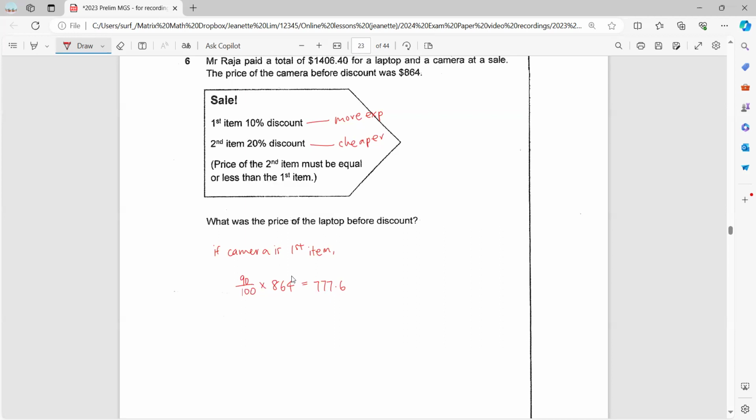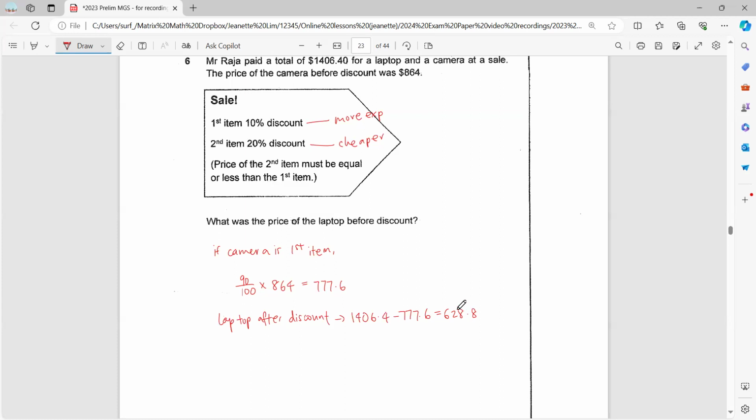So the laptop after discount is 1406.4 minus 777.6. And yes, it works out to be correct that the laptop is actually the cheaper item compared to the camera.